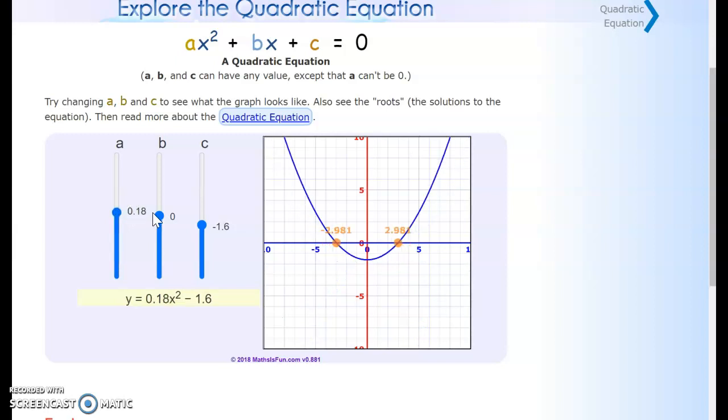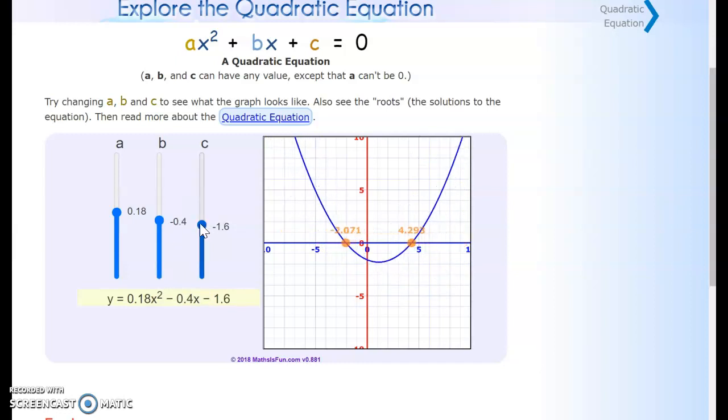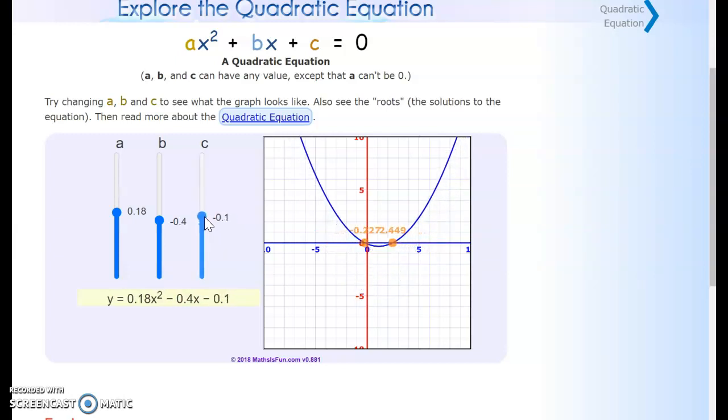Okay, let's look at the other numbers now. When I move B from 0 up, what's happening here? Basically, B moves it from side to side. And C, what happens here? Right now C is -1.6. Let me put C down to -0.5. You see it? I put C up to 0. What's happening here? How is the parabola affected? Now C is at +5. You can see that the value of C determines where it crosses that red axis, or the y-axis.